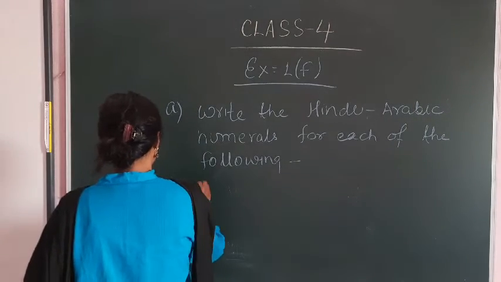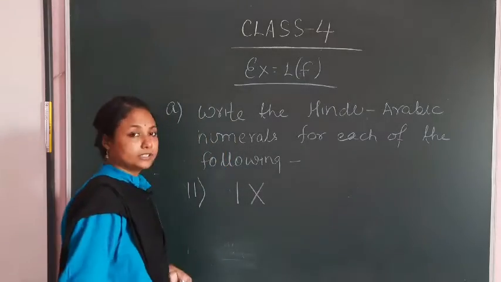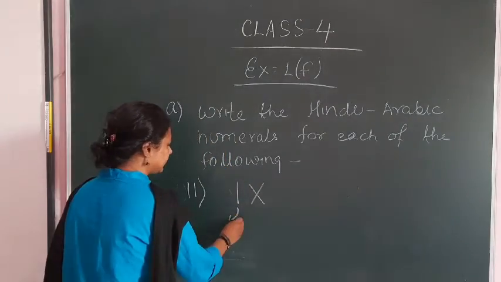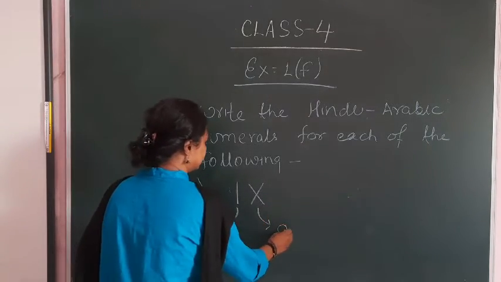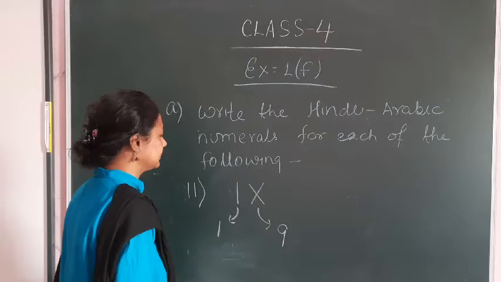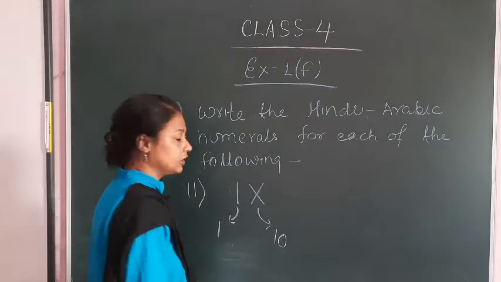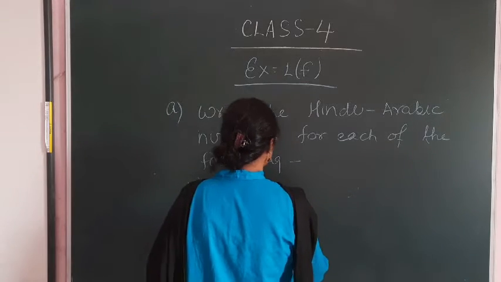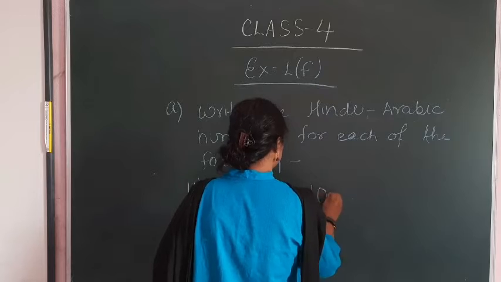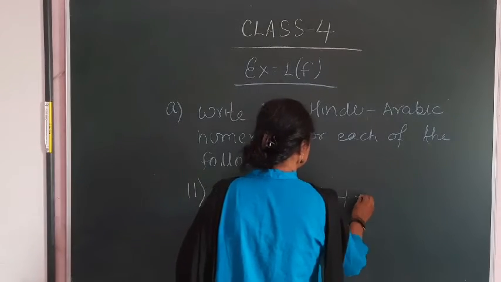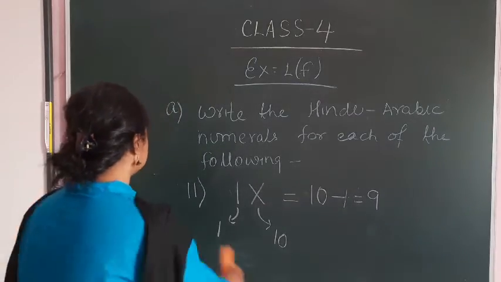Then question number 2, this is I and X. What is this in Hindu Arabic numerals? This is 1 and this is 10. According to Roman numerals, first we write 10 and minus 1. So this is 9.